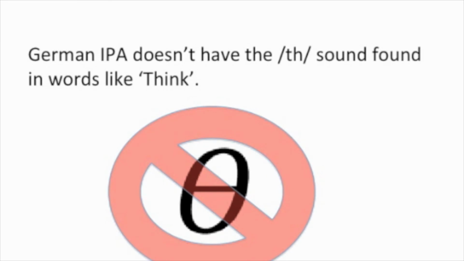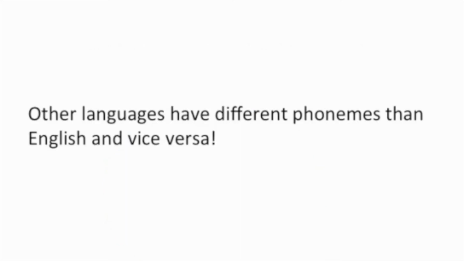As you can see, the German Coast Guard officer makes a fatal error when he hears the English word sink as think. Now this is entirely possible for a German speaker to do, because the German IPA doesn't have the TH sound, the sound that we hear in think or theoretically. This video clip illustrates the point that due to other languages not having the same phonemes as English, sometimes minimal pairs can be heard incorrectly.